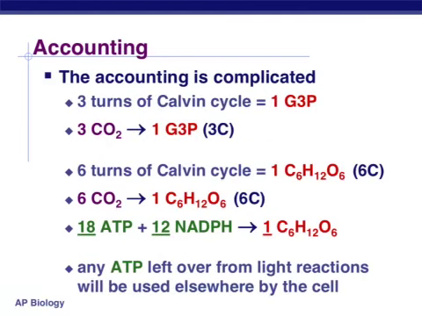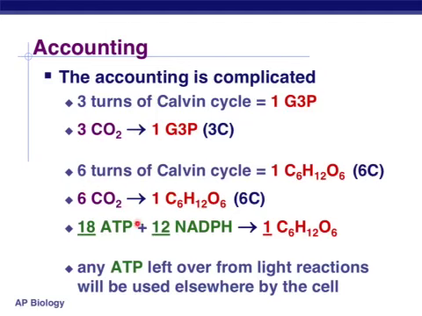So let's go through an accounting. 3 turns of the Calvin cycle give you 1 molecule of G3P. So 3 carbon dioxides give you 1 G3P. You remember, carbon, carbon, and carbon. All 3 of these carbons are coming from carbon dioxide. So 6 turns of your Calvin cycle is what it will take to build 1 molecule of glucose, because you need 6 carbons. You need 6 carbon dioxide molecules to give you enough carbons to make glucose. So 6 CO2s equals 1 glucose.